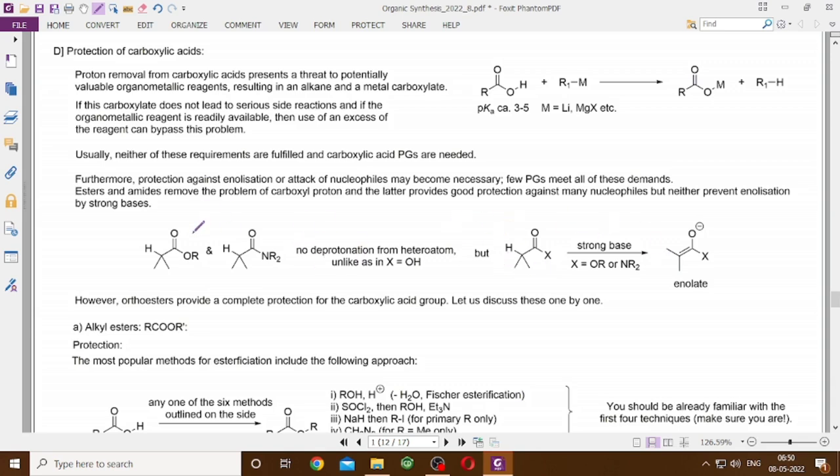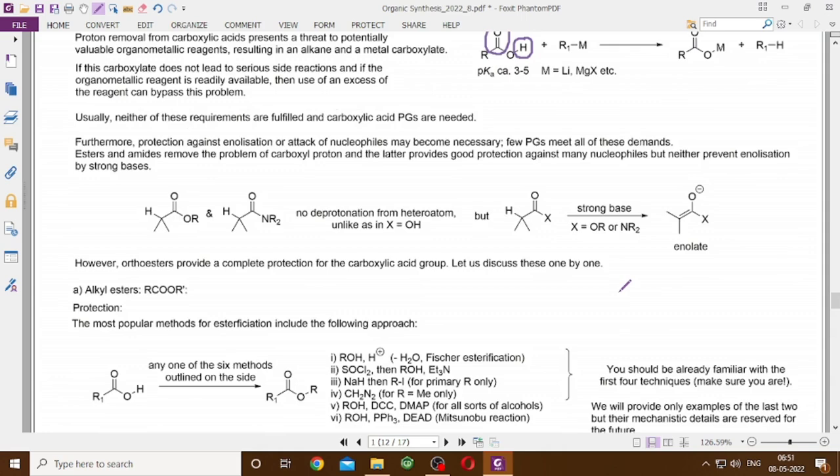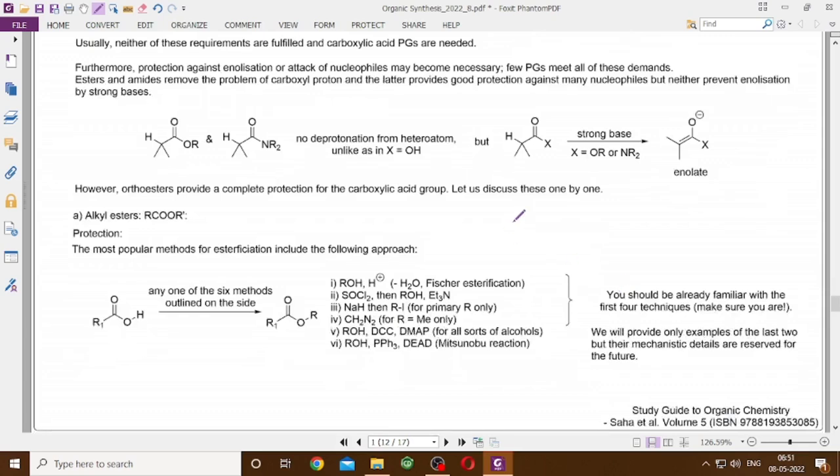So a complete protection, where this hydrogen will also be removed and this carbonyl will be protected in such a way that the nucleophilic addition will not take place and also the enolization will not happen, is offered by orthoesters. But those are intricate reactions which are not very applicable at your level. At your level, the protection of ester and amide is sufficient. We have talked about this orthoester protection, but that is only a cursory glance. We will not delve into any details of those reactions because that is not appropriate at this level.